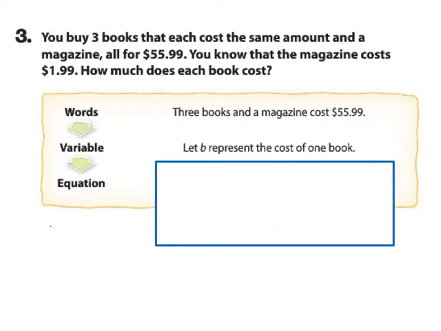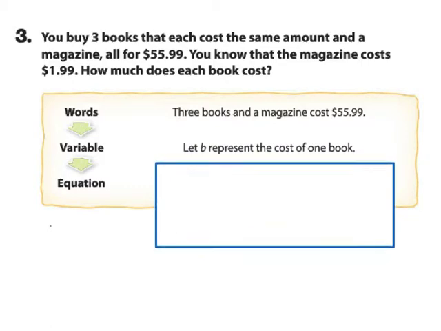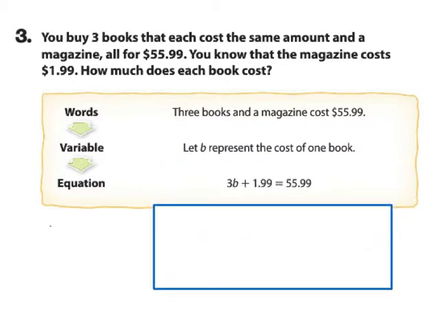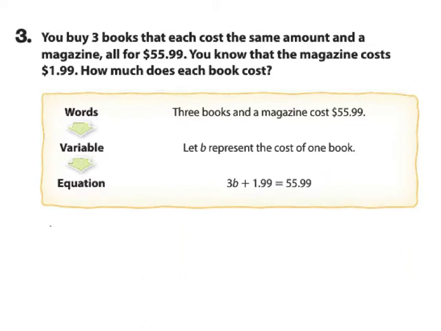We want to know what each book costs, so B is going to represent the cost of 1 book. And our equation will be 3b, because that's the 3 times the books, however many books we bought, or the cost of each book. And then $1.99, that's our magazine, and total, we spent $55.99.